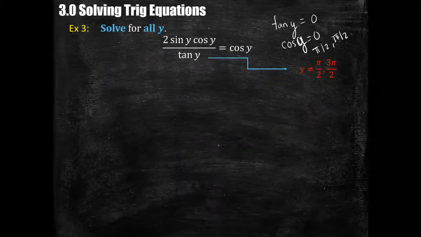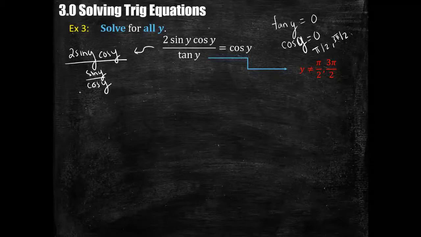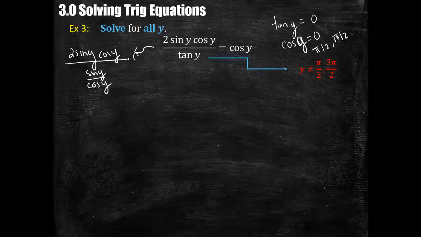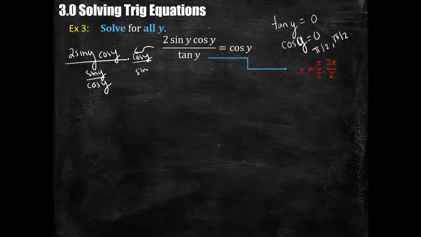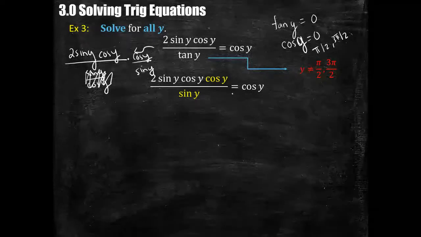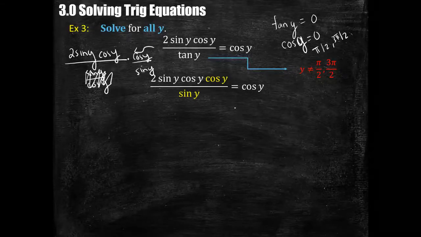All right, so let's then go ahead and hopefully you agree with me that right now I could say I've got 2 sine y cosine y divided by sine of y over cosine y. Right, and instead of dividing by a fraction, let's actually multiply by the reciprocal. So I'll go ahead and multiply this by cosine of y over sine of y. So that means that in my numerator right now, I've got 2 sine y cosine y over sine y, multiply through, equals cosine y.